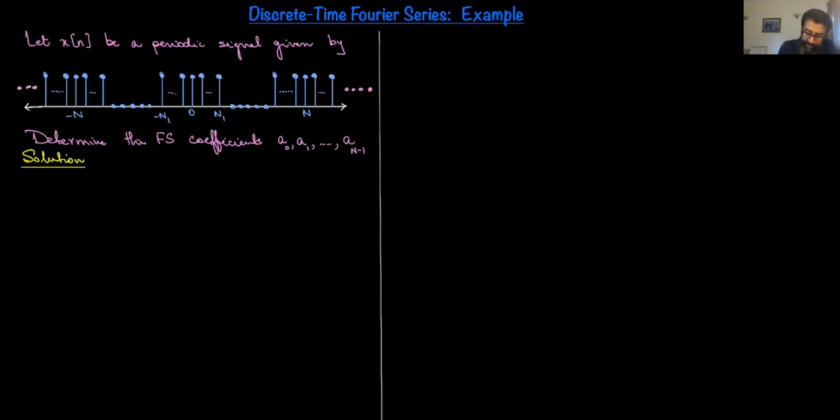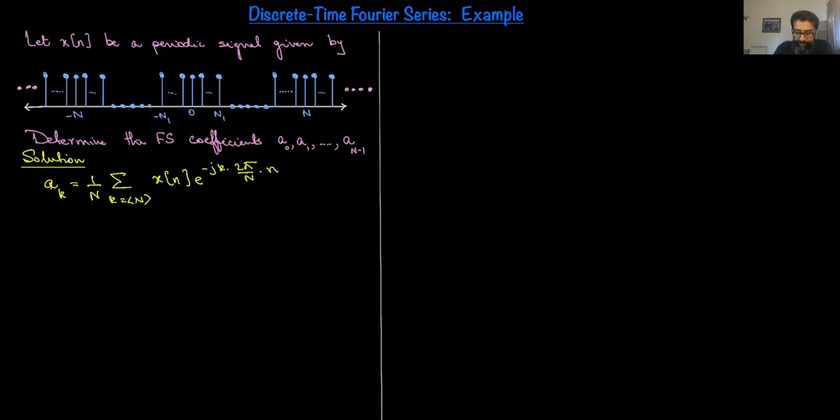Let's try to do that. So I know from the definition, from the analysis equation, that the Fourier series coefficient a sub k is given as 1 upon N, summation over n, where this can be any interval, of x of n e raised to the power minus j k times 2 pi by capital N times n.